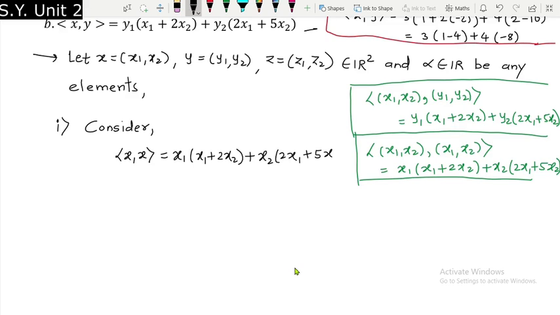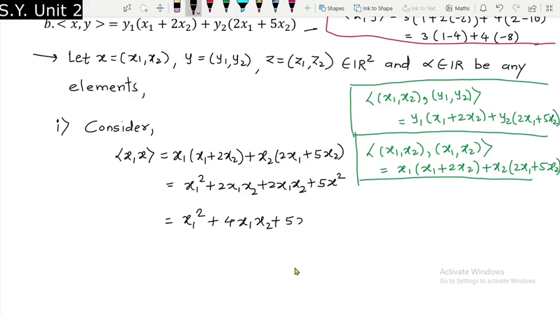If you simplify it, this is further equal to x1 square plus twice x1x2, plus again twice x1x2, and plus 5x2 square. Now the point is I have to show that it is greater than or equal to 0, so naturally I have to move towards square terms. That will be easier for me to show that it is greater than or equal to 0. So if I simplify it further, it will be x1 square plus 4 times x1x2 plus 5x2 square.